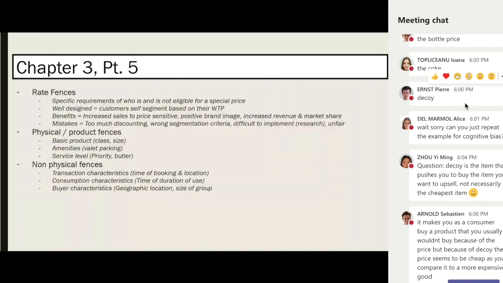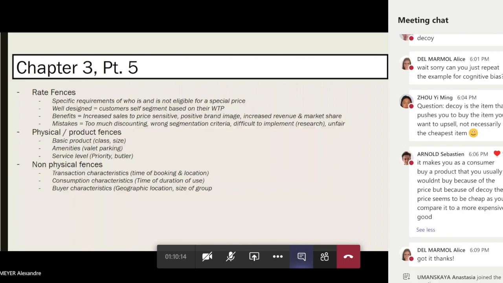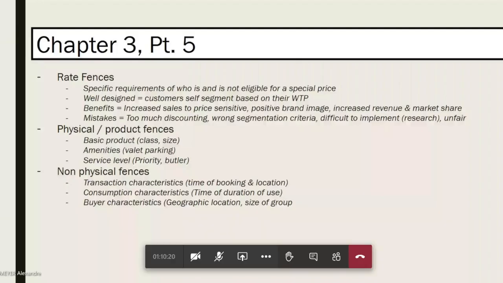The decoy is the item that pushes you to buy the item. So the decoy, in the decoy effect, would be the item that you introduce. So say, for example, I have $4 and $8 again. The decoy would be the one that I introduce in order to motivate people to change their behavior. I hope that makes sense. Sebastian says it makes you as a customer buy a product that you usually wouldn't because of it. Exactly. So that's right.